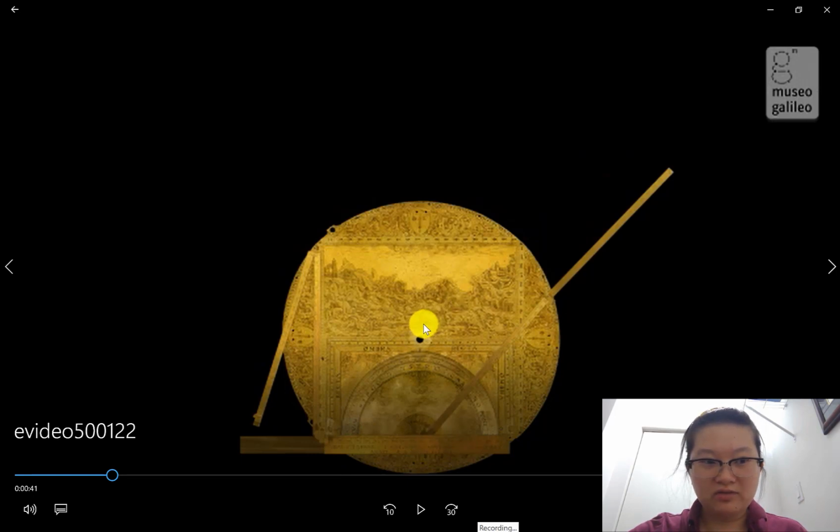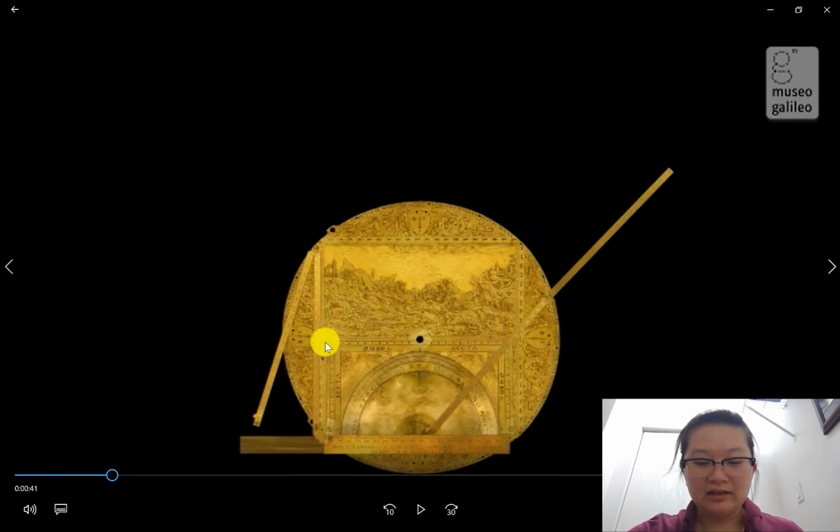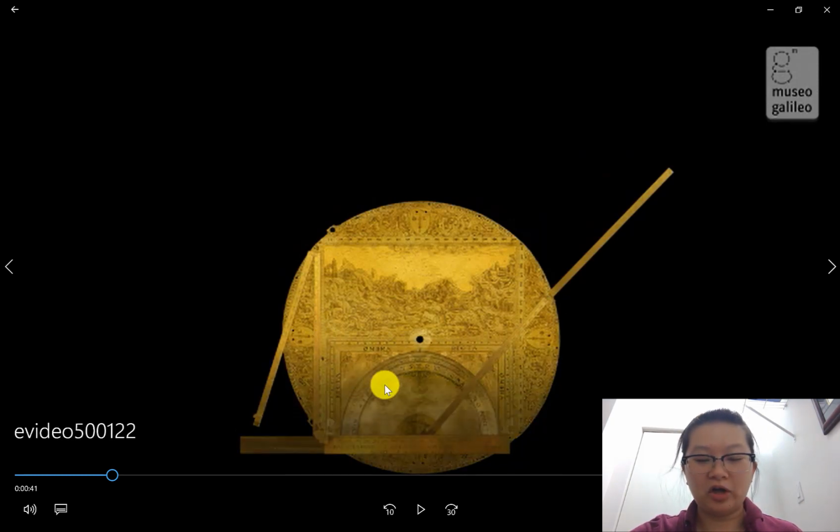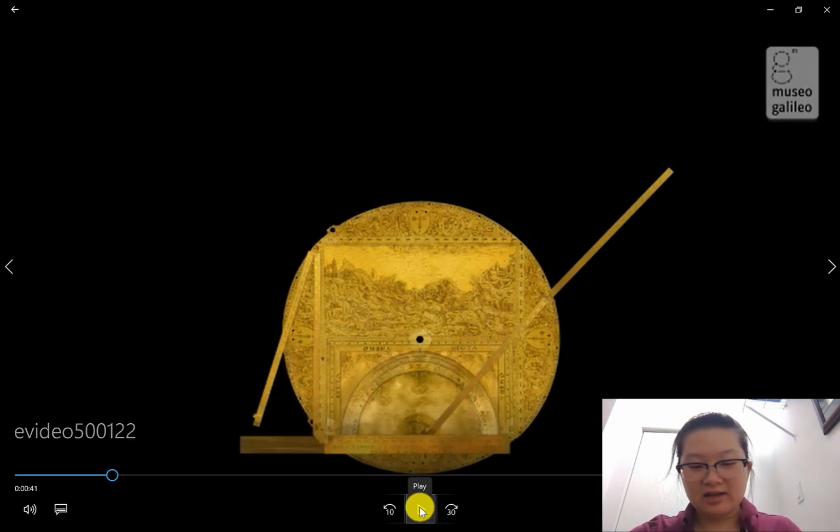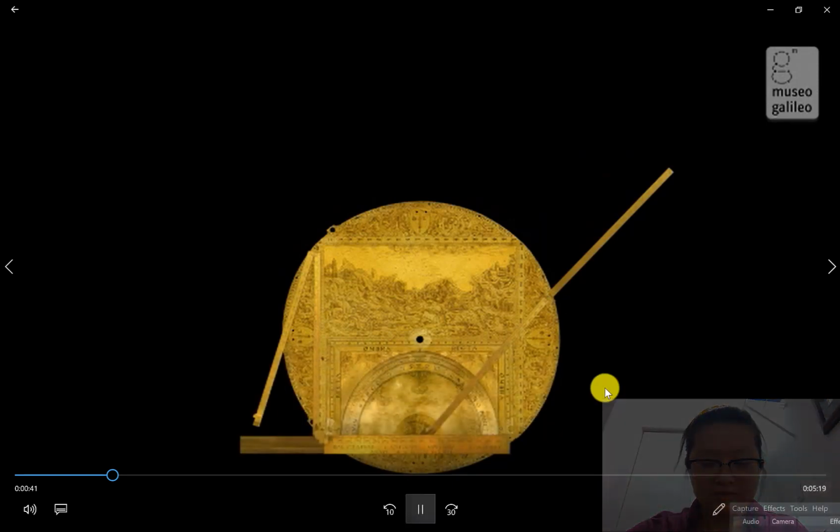Here we go. So you see in front of you, this is called Lanci's, I forgot his first name, Lanci is Italian, Lanci's surveying instrument. So I'll play part of it. I'm not going to play the whole thing. Okay, so you have these rotating arms that can move freely about. So take a look here.